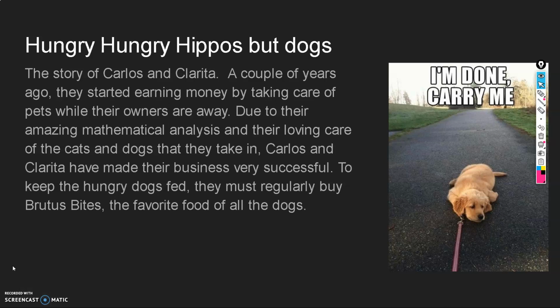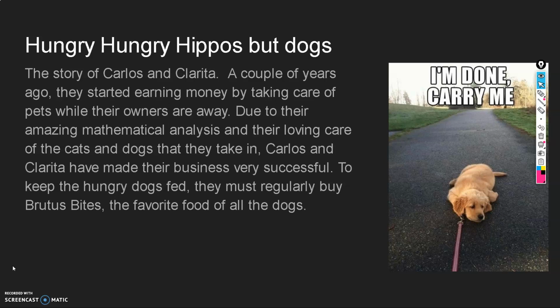Alright, so before we get into inverse functions, let me get into a story first. So this is Hungry Hungry Hippos but Dogs. The story of Carlos and Clarita. A couple of years ago, they started earning money by taking care of pets while their owners were away. Simple enough. Due to their amazing mathematical analysis and their loving care of the cats and dogs they take in, Carlos and Clarita have made their business very successful.